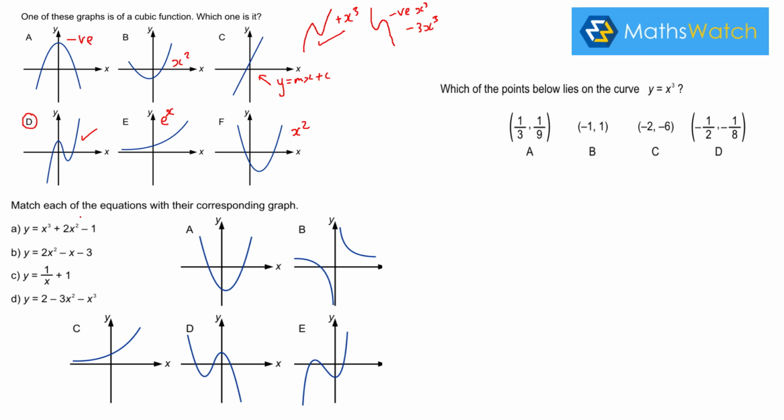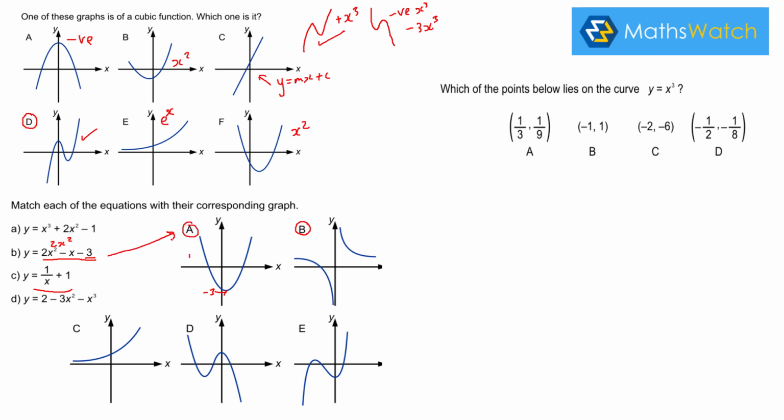Now, this one, match each of the equations with their corresponding graph. Well, we haven't done this yet. That's for later. I'm going to tell you that is B. That's a reciprocal type graph. So let's see. Can you see the highest power here, and it's positive, is the 2x squared? And you can see the minus 3. Well, that's got to be the y-intercept for this. So that has to be A.